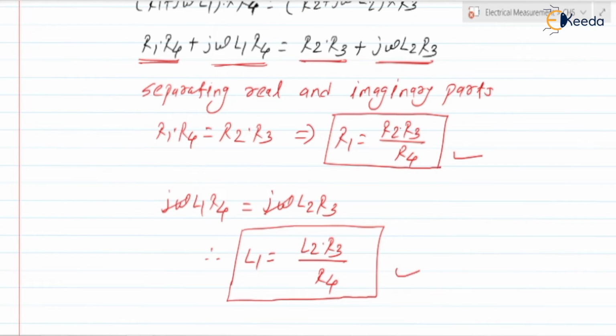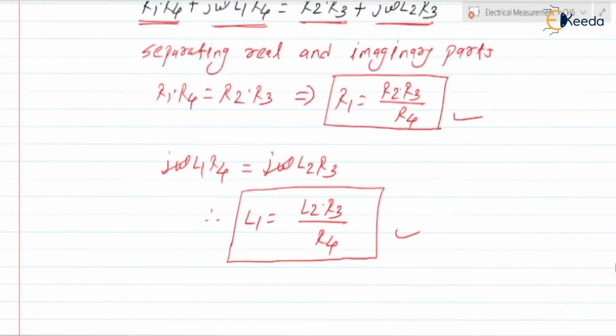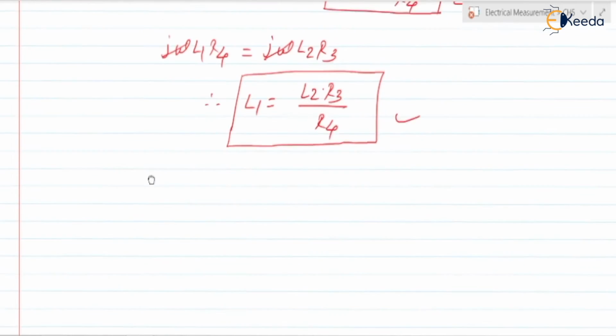In the GATE examination they might give you one of the bridge circuits and they will ask what is the value of the unknown elements. Now after this we are going to draw the phasor diagram for the bridge.